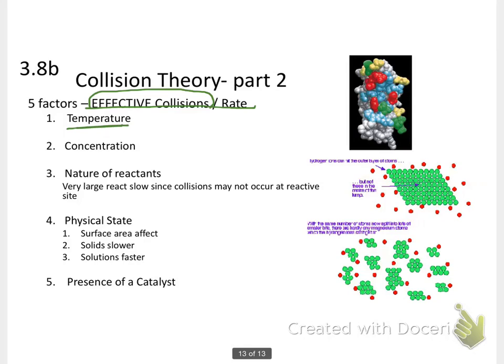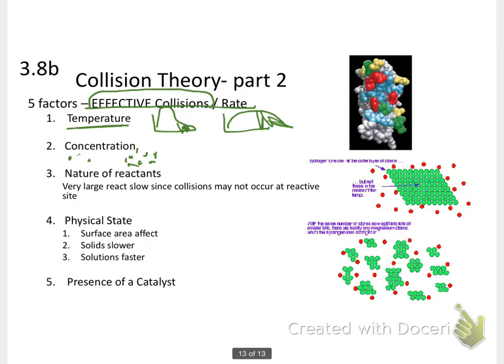So what are the factors that can impact whether or not a collision is effective and therefore affect rate? Well, the first is temperature. We just talked about this. We have a higher percentage of molecules that can break that energy of activation barrier. Concentration: the more particles I have closer together compared to further apart, the more likely they are to have collisions.